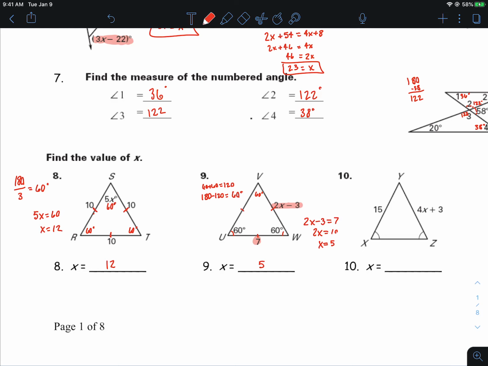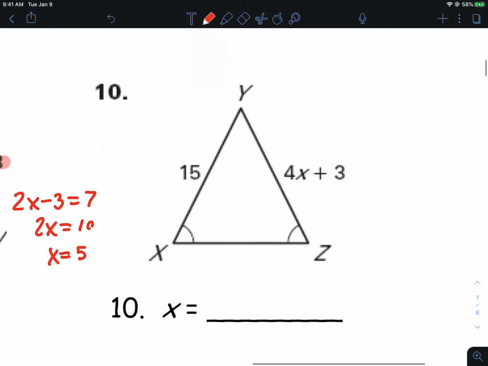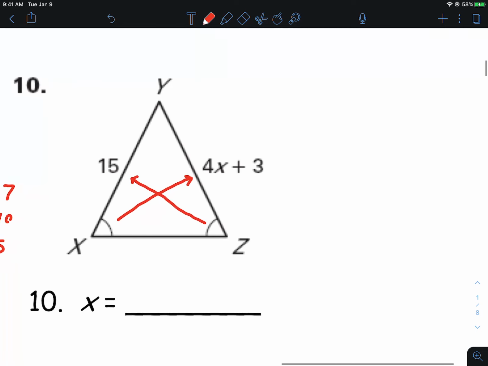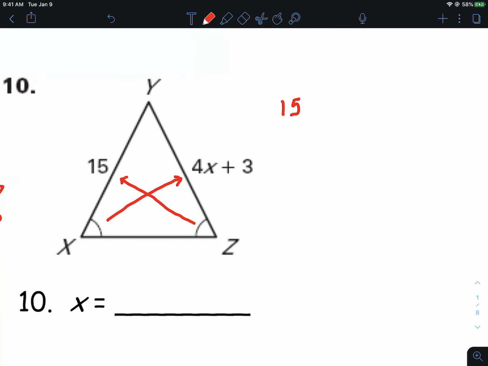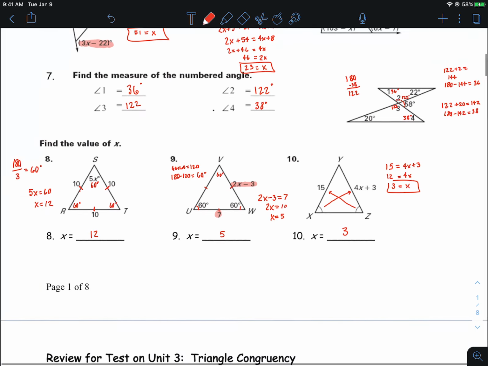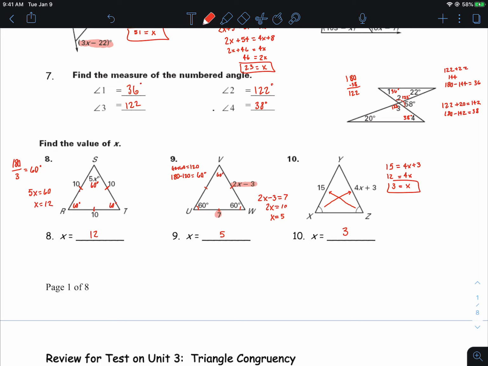Okay, now number 10, this one coming up here, is truly an isosceles triangle. That's because the two angles are congruent. The sides across from the angles are going to wind up being your congruent sides right there. So I want y'all to go 15 equals 4x plus 3. We could subtract 3, we can get 12, and then you got 4x right there, and then we can divide and we get x equals 3. Alright, and that's because it's an isosceles triangle there. So that'll be it there on those.